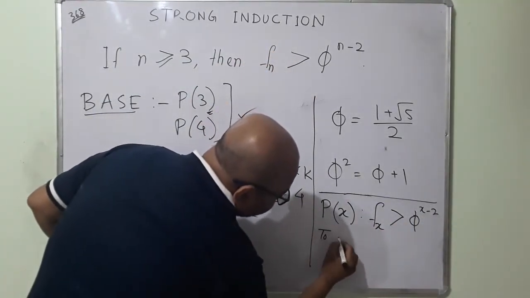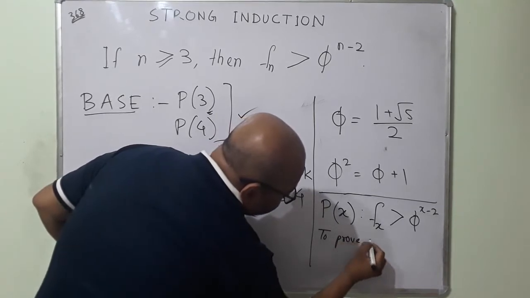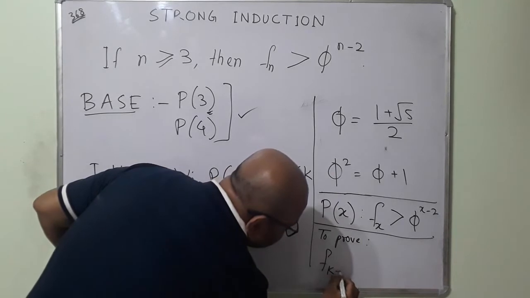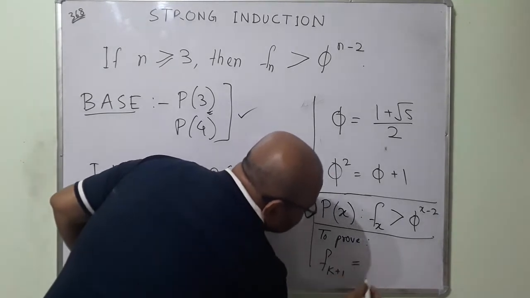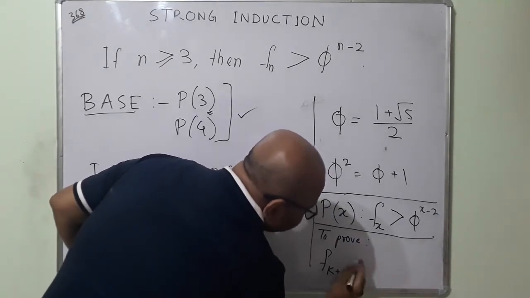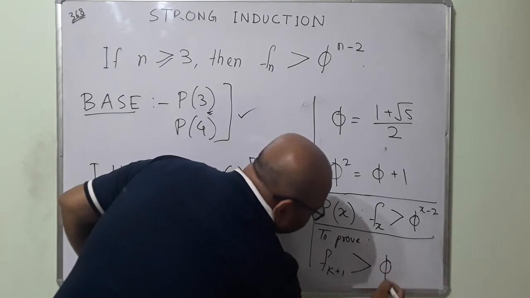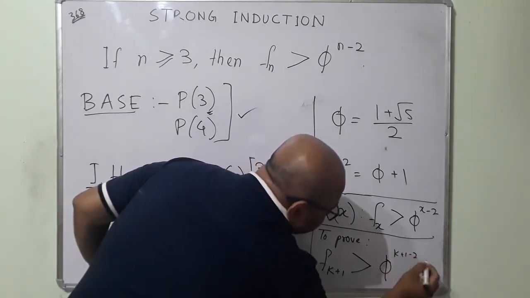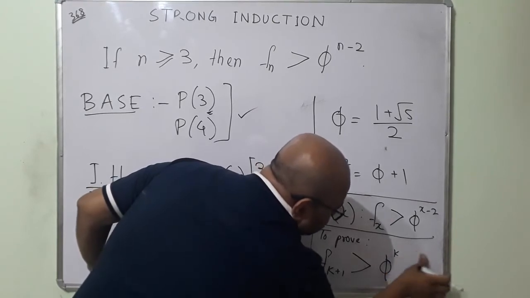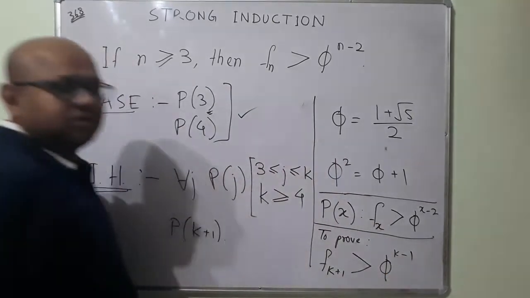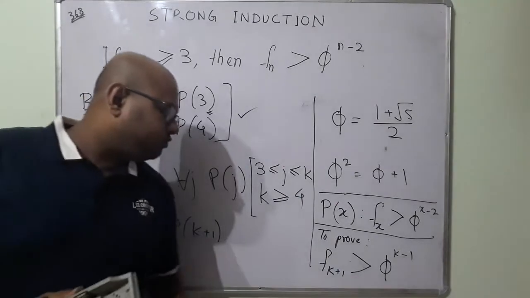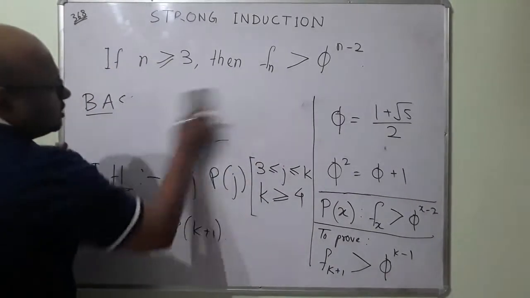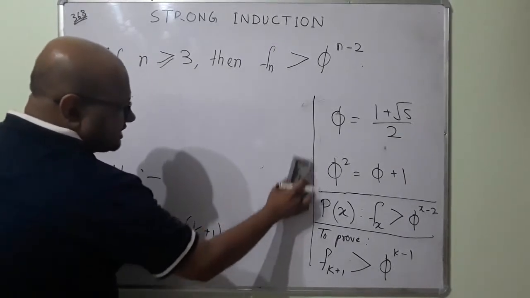What do we have to prove? We have to prove that the k plus 1 Fibonacci number is greater than phi to the power k plus 1 minus 2, that is phi to the power k minus 1. This is what we need to prove. Alright. So let us try to prove this.